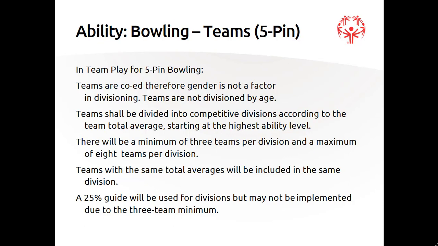Divisions will be made up of a minimum of 3 teams and a maximum of 8 teams. Teams with the same combined average will be included in the same division, and a minimum 25% performance guide will be used to determine divisions, keeping in mind that the 3-team minimum division size will also be implemented.